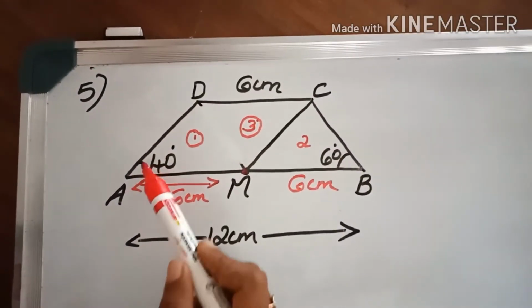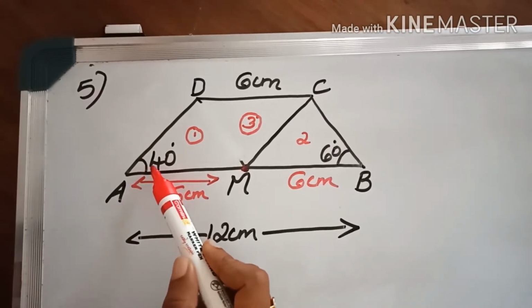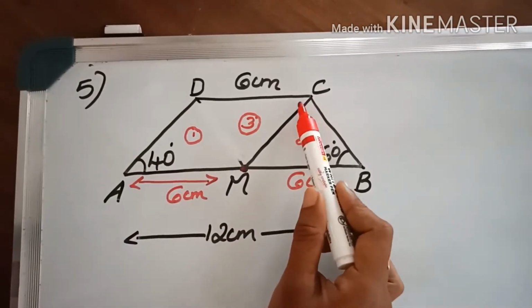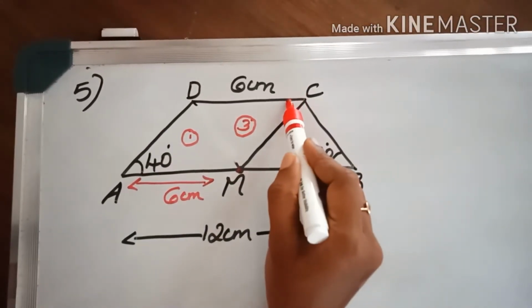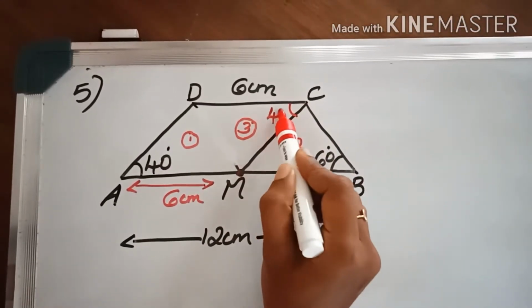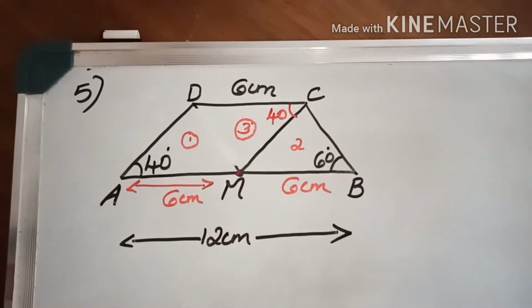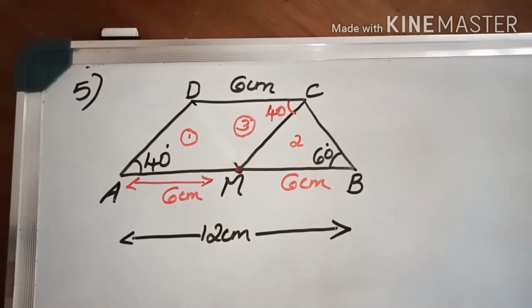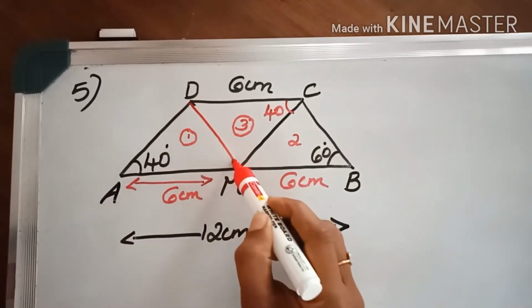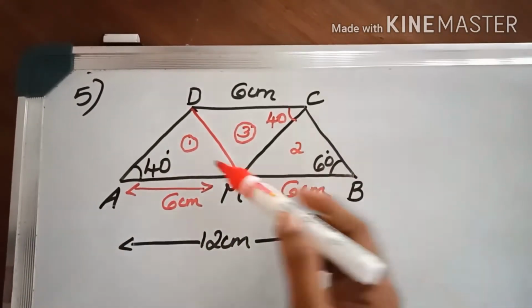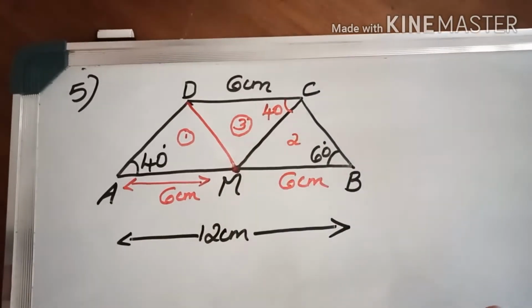So the opposite of angle A is C. If this is 40 degrees, this will also be 40 degrees. Okay, this is also 40 degrees. Now let's consider this line, then only we can consider these two triangles.